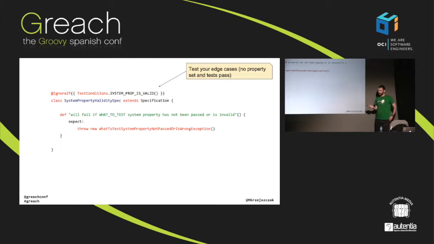I told you that I wanted the test to fail if you don't provide any property. Another annotation is IgnoreIf. If somebody passed the system property and it's valid, this test should be ignored. If he didn't pass the system property, it should fail. I'm throwing a very specific exception here, and you should understand it: what to test system property not passed or is wrong.